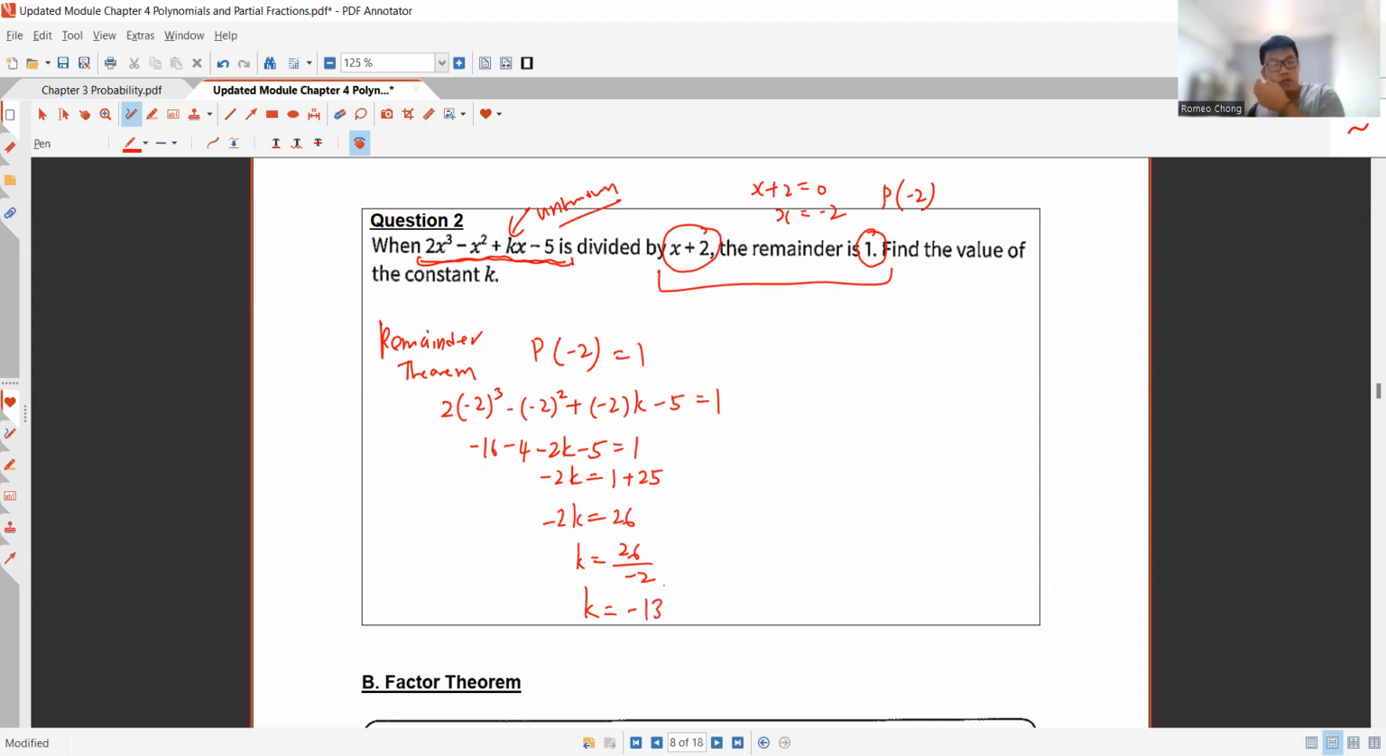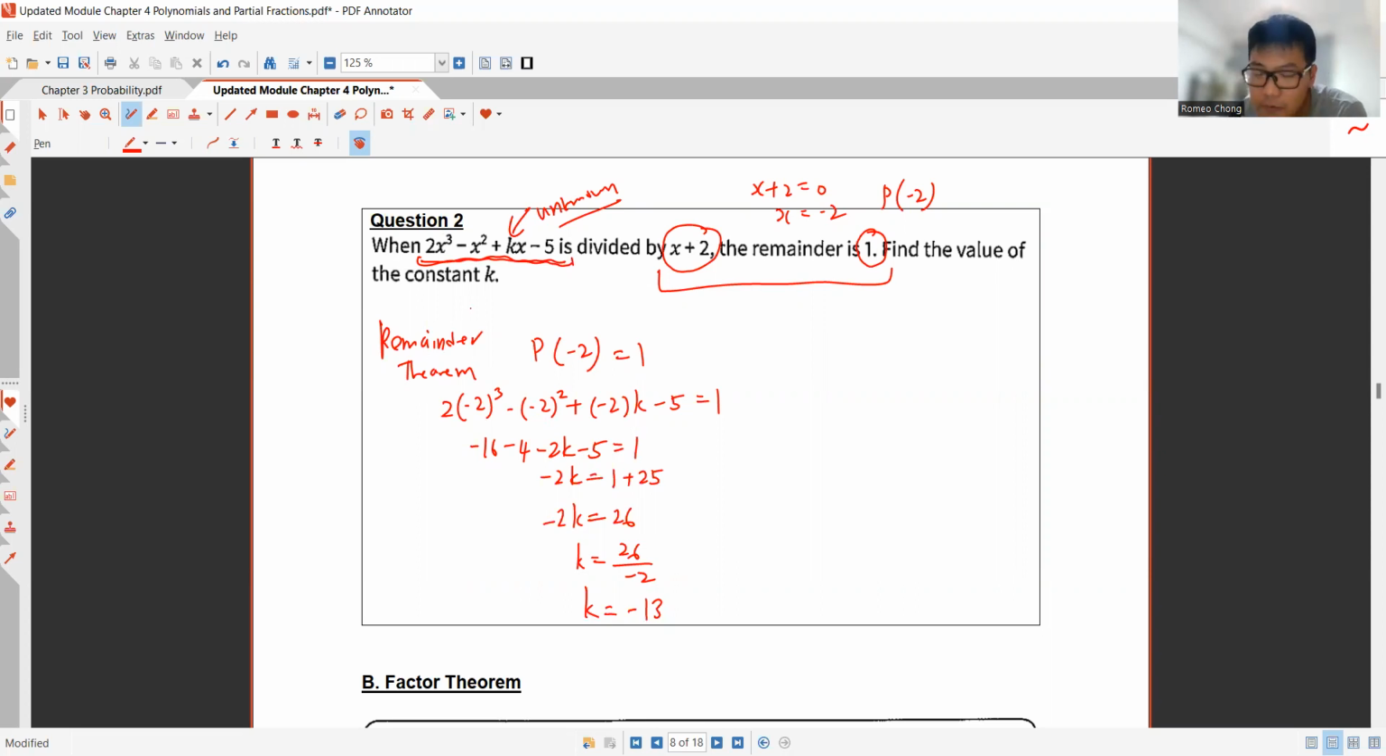Okay, negative 13. So this is like you do the reverse of the remainder theorem, because previously they gave you the divisor and then asked for the remainder. But this one, they give you the divisor and the remainder, but there is an unknown in the polynomial. So you have to apply the remainder theorem to find back your unknown k.